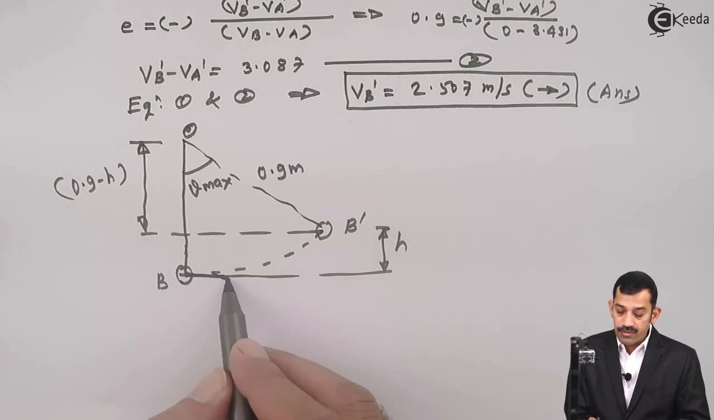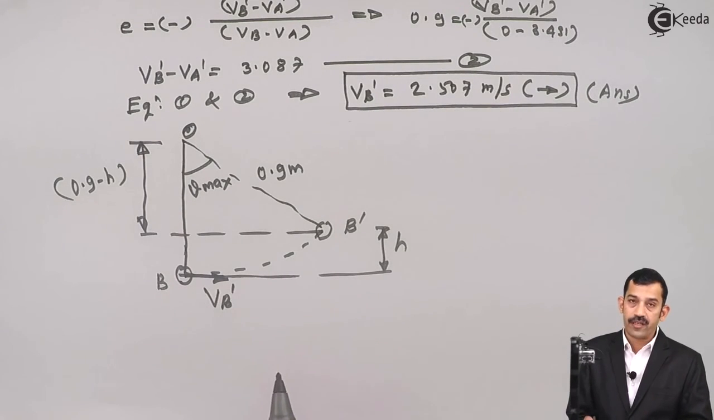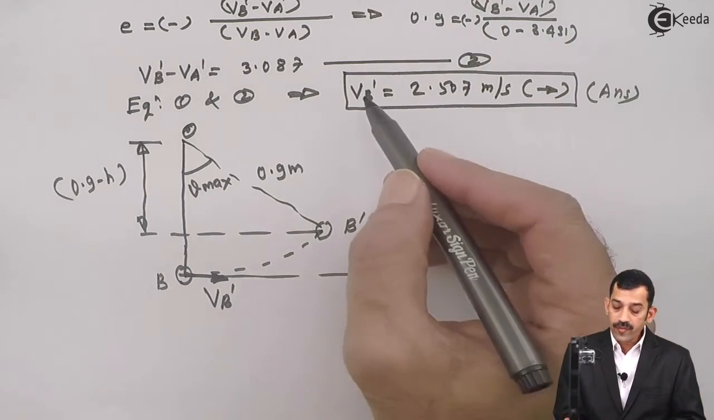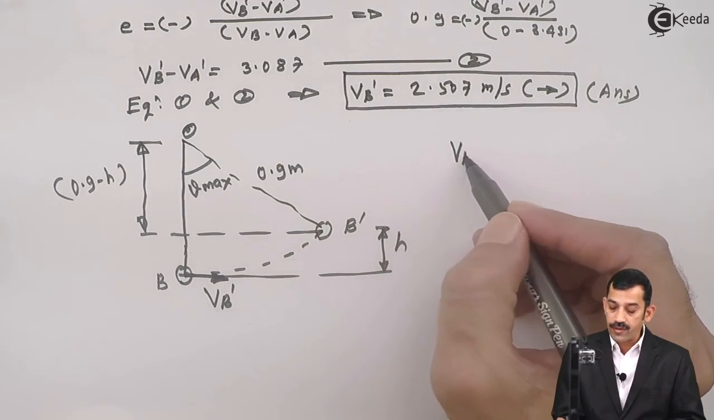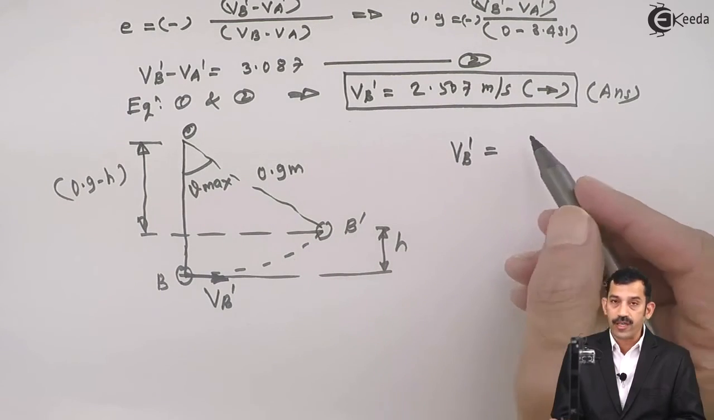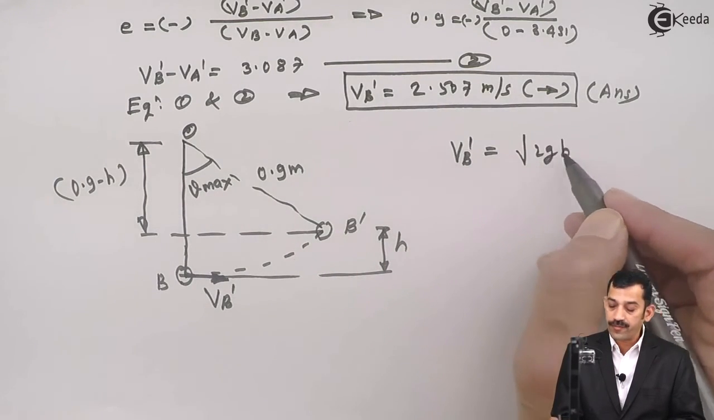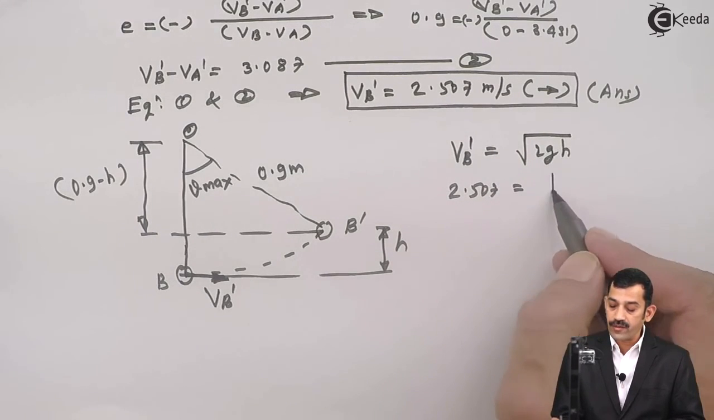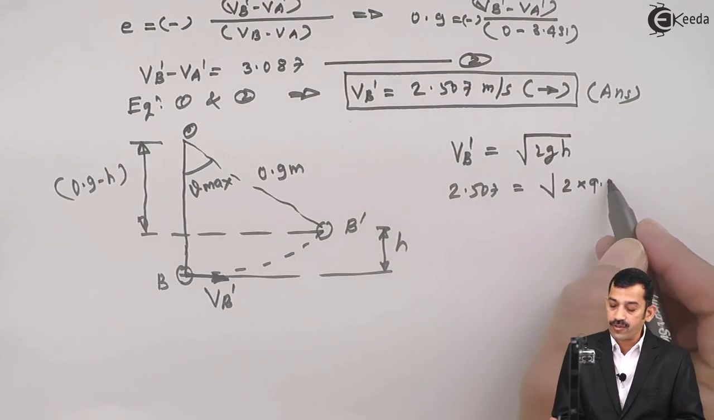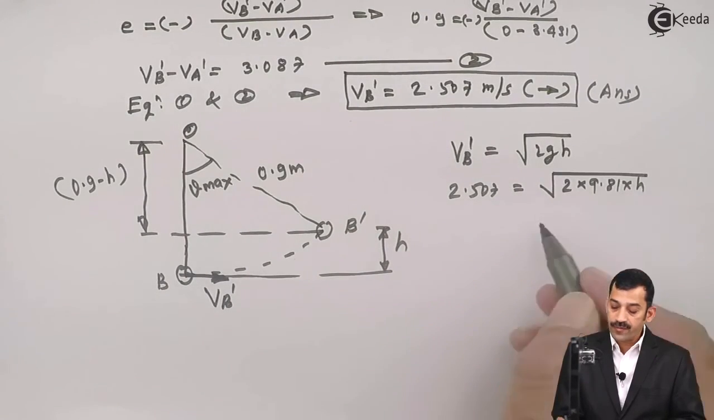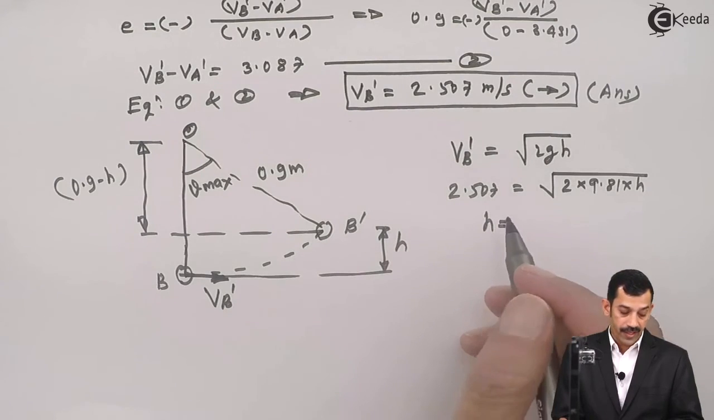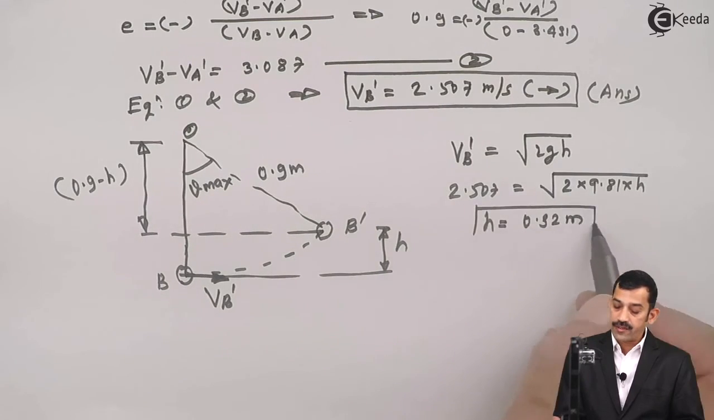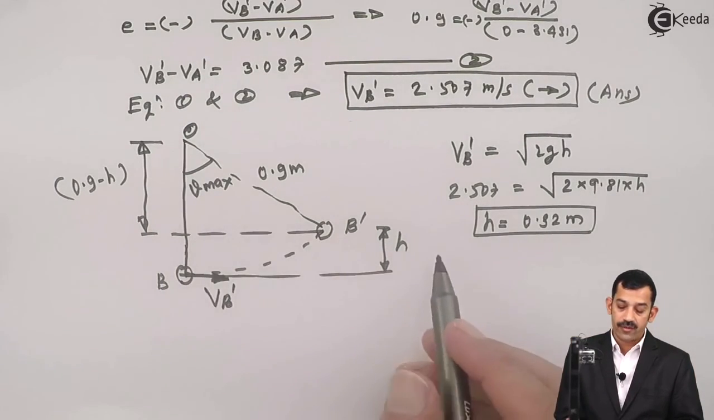The relation between this VB dash after impact, when it attains velocity VB dash, and h, applying the law of conservation of energy, is VB dash equal to root of 2gh. You know this value is 2.507. If we take its square, you can find h. From this, the height h comes out to be 0.32 meters. Once we get height h, this angle is the maximum angle of swing.